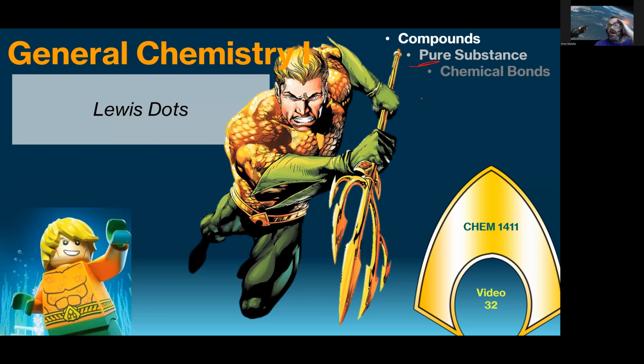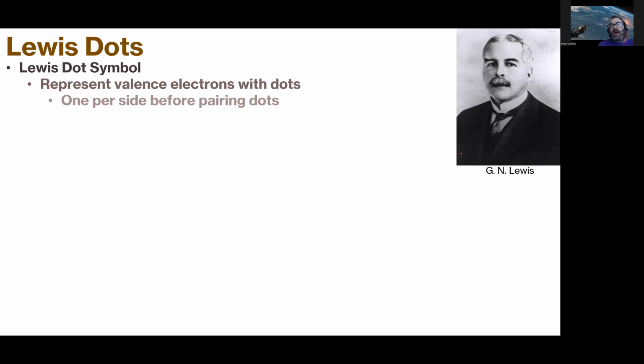Our compounds are held together by chemical bonds, and a huge chunk of Gen Chem 1 is figuring out what we mean by chemical bonds and how that works. So that's a big focus of what's coming. And all this is going to start with this idea of Lewis dots. This was put forth by a guy by the name of G.N.